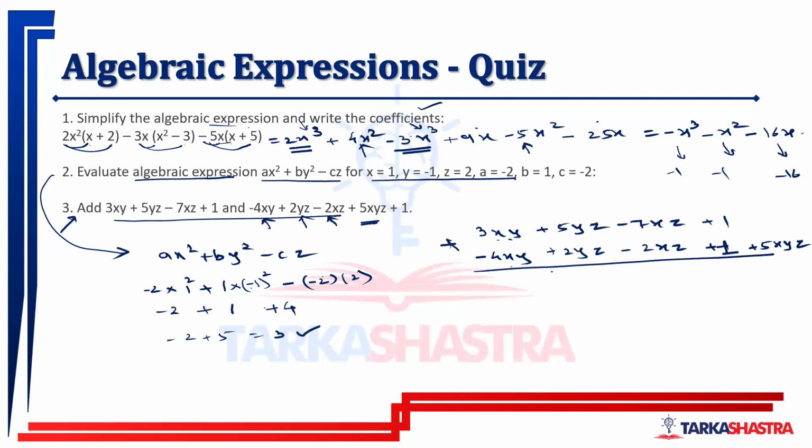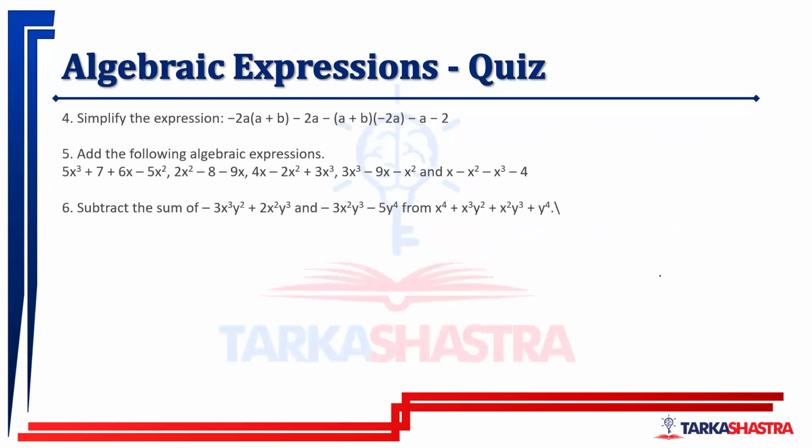So simply adding it, what do we get? Minus xy. 3 minus 4 is minus xy. This is 7yz. This is minus 9xz. Minus 7 minus 2 is minus 9. 1 plus 1 is 2. And 5xyz as it is. Okay. Then again, pause the video and simplify these fourth question and solve these three questions.